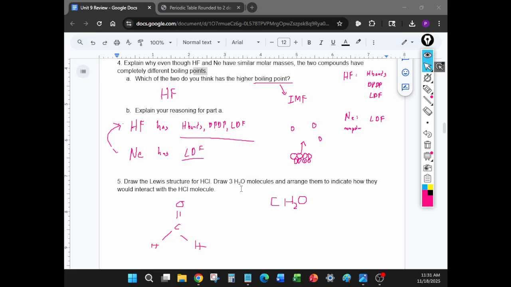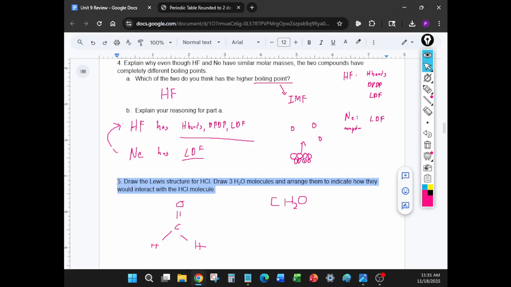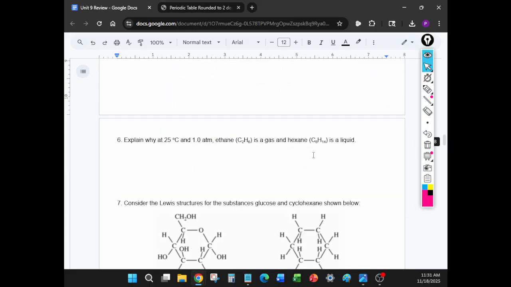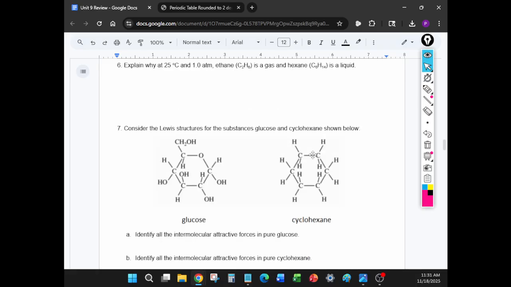All right, we did a question very similar to 5 on the lecture, so we're going to skip this one as well. I'm just trying to get through as many as we can. Number 6 is very similar. I'm going to briefly go over this with you. It's a little different, so try 6. It tells you that at standard conditions, STP, ethane is a gas, hexane is a liquid. Explain why. I'll give you about 2 minutes to do that.